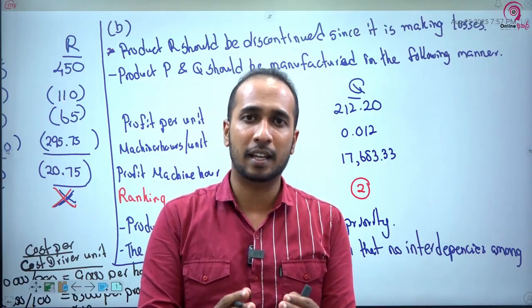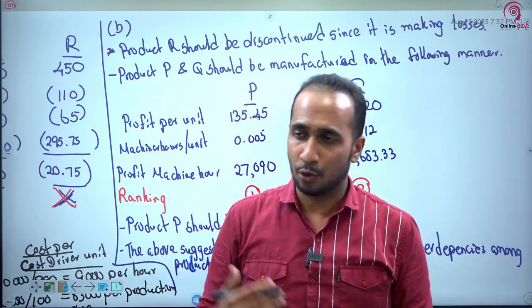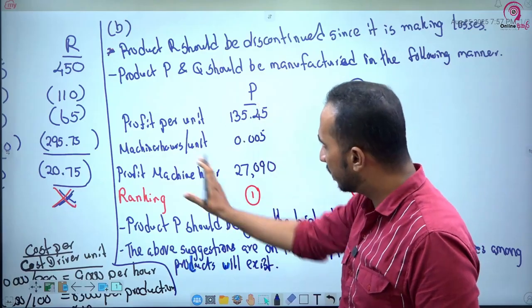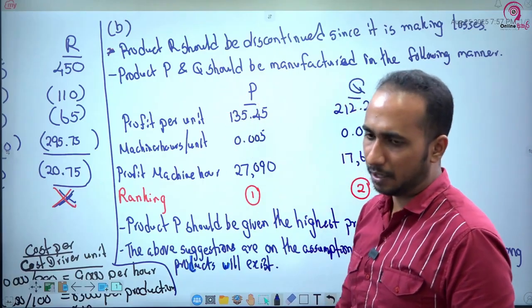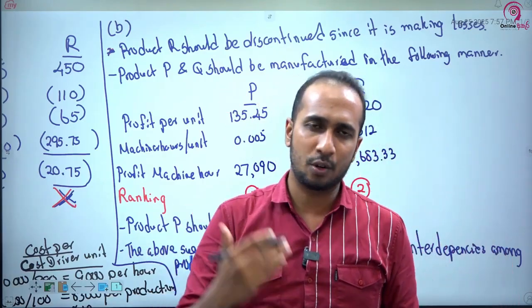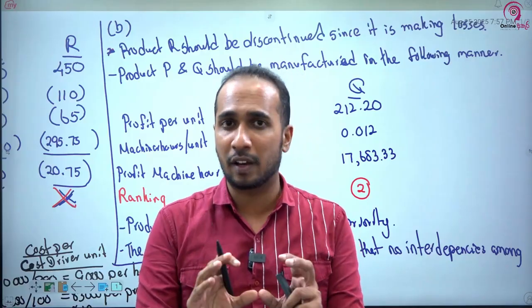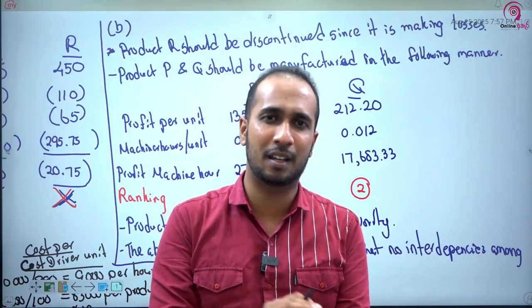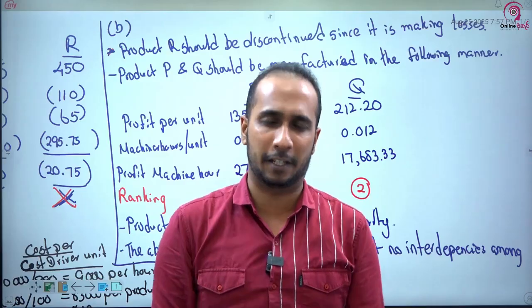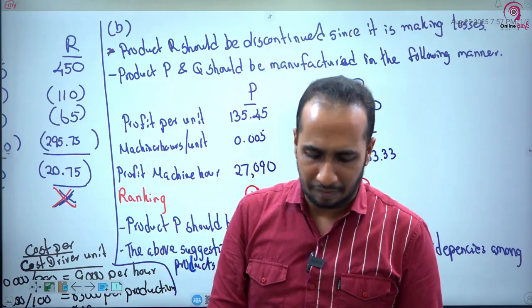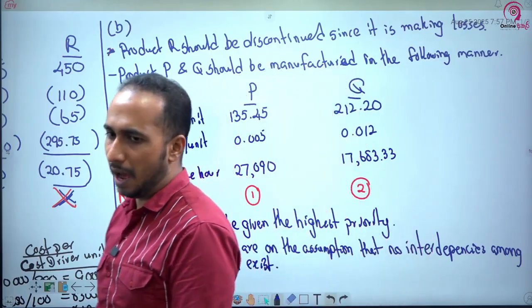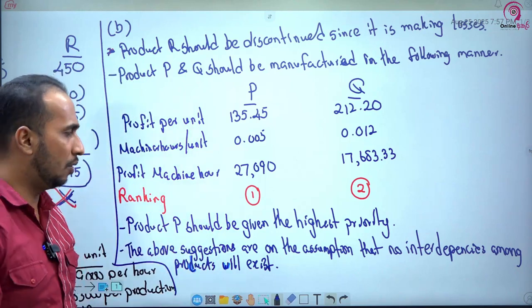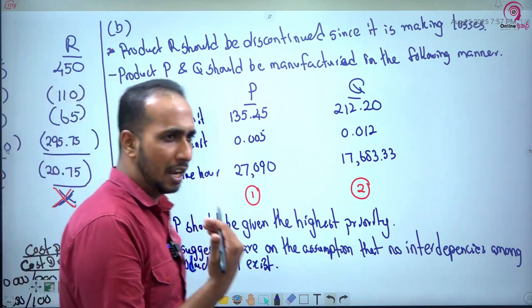Okay? Likewise, there can be some interdependencies. So we have given these suggestions on the assumption that there are no such interdependencies. That's why I have put a conditional sentence at the end of the answer so that everything is perfect. Right? So this is how you should answer a question like this.